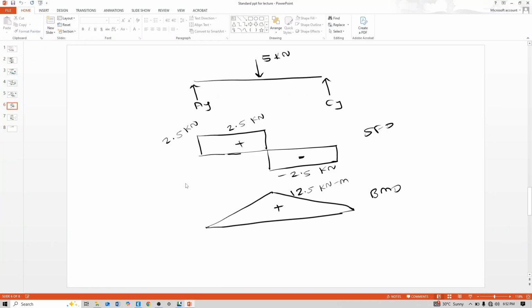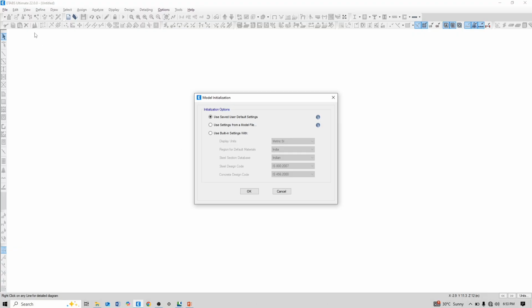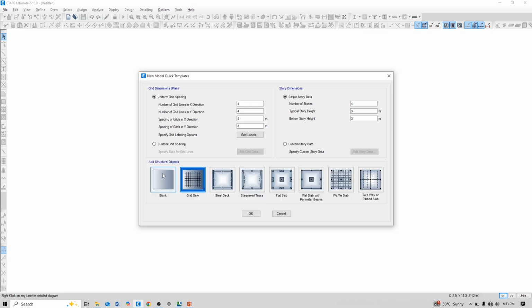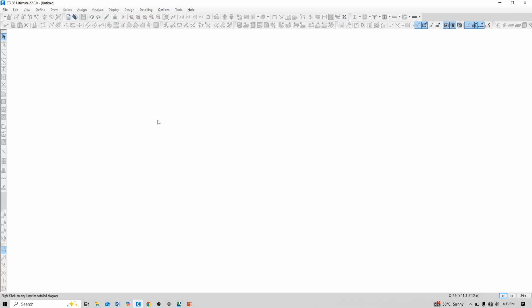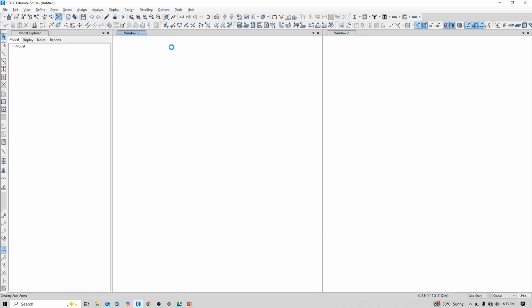Now we will see this beam's SFD and BMD in ETABS software also. So see, this is ETABS 2022. This is model initialization. Click user built-in setting, display unit metric SI, region for default material India, steel section database Indian, steel design code IS 800 and concrete design code IS 456. Here blank. See the ribbon tab and tools of this software. This is specially a building analysis software. In building design we use it.